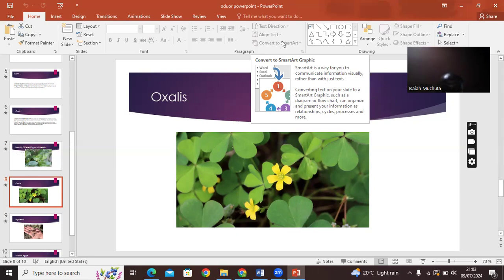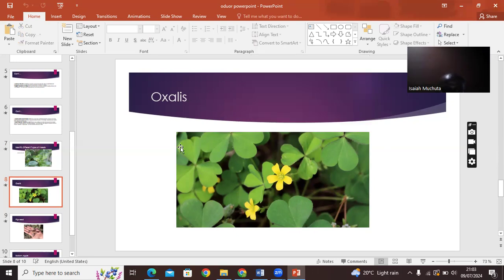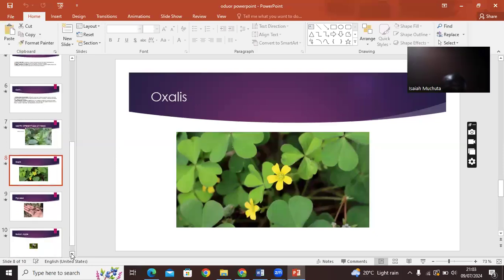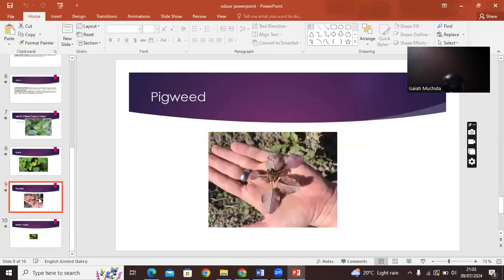That is oxalis. Are you able to see? Yeah, it's very clear. That's very good. And then I have another weed here. Are you able to see that? That is pigweed. Mercy, are you able to see that? Yes. Very good. One of the advantages of this weed, Mercy, what is the advantage of this weed if you can see it clear?